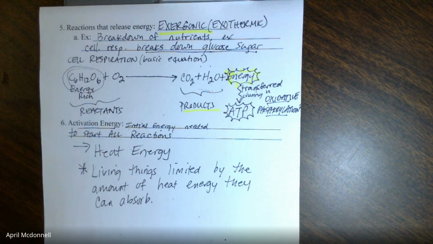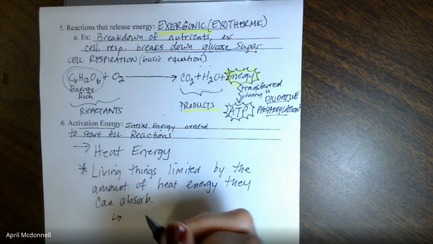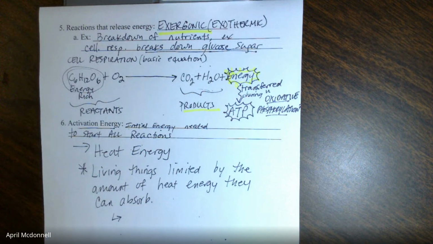So living things basically have to have a workaround in order to get our reactions going. Instead of absorbing enough heat to start some of the reactions that need to happen in order to sustain our life, living things have to somehow decrease the amount of activation energy that would otherwise be needed to get a reaction started. Living things have something called catalysts, which basically reduce the amount of activation energy to get a reaction going.